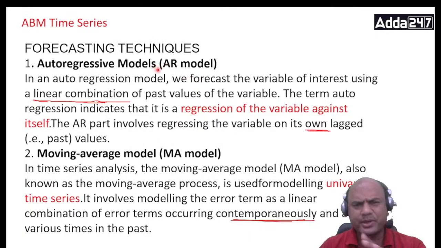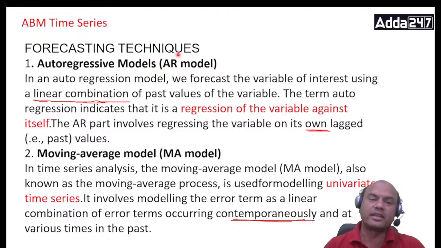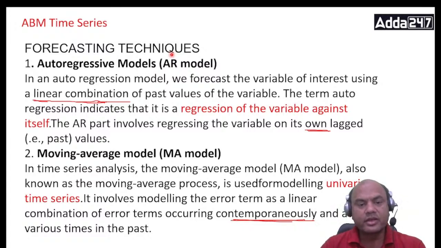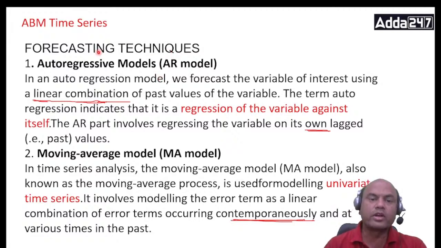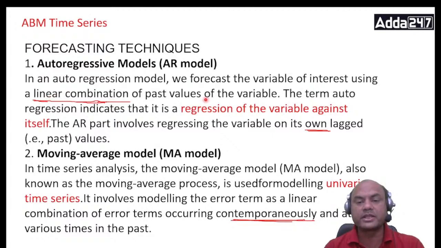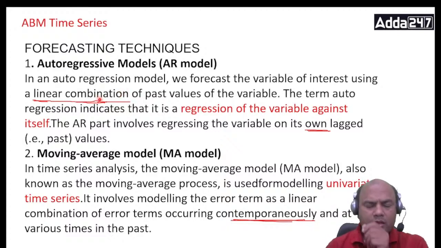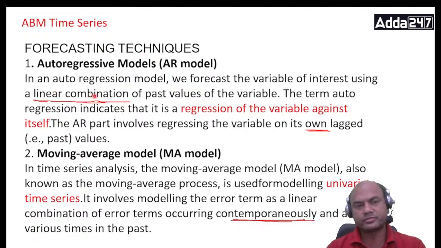Now some theory, the last part of this topic: forecasting techniques. Now, forecasting technique, there are two methods. Auto-regressive, three methods, not two. Auto-regressive, then moving average, and the last one is ARMA, a combination. So what is auto-regressive? In the auto-regressive model, we forecast the variable of interest using a linear combination of the past values of the variable. Look at this, linear combination, okay? Remember this word which I have highlighted. In the exam, the auto-regressive model will have this word, linear combination.